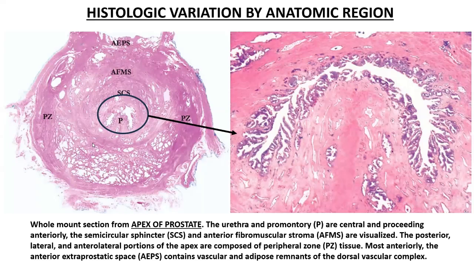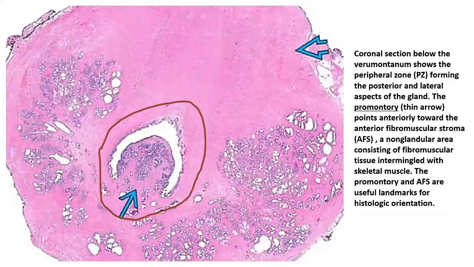So you can see that there's a well-developed peripheral zone towards the lower aspect of the prostate. And moving slightly up, you still see this promontory, which is basically on the posterior wall of the urethra and which points towards the anterior fibromuscular stroma, where you don't see any glands per se. And this is the well-developed peripheral zone, which is seen on the posterior as well as on the lateral aspect of the inferior part of the prostate.